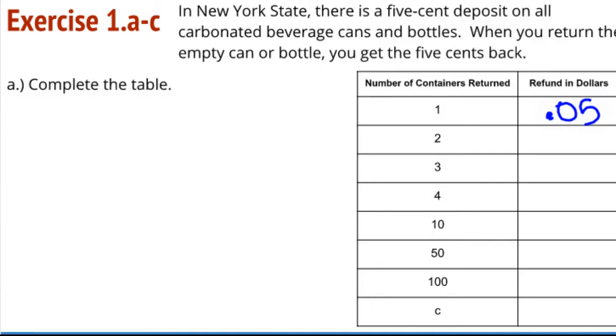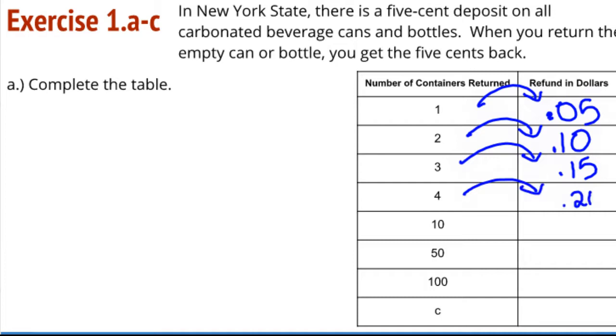And for 2, then I'm going to double 10 cents. But see, now I'm working vertically. I really need to, in my head, remember that I am working with this relationship this way. So 3 times 5 cents is going to give me 15 cents. And 4 times 5 cents is going to give me 20 cents. And 10 times 5 cents is going to give me 50 cents.